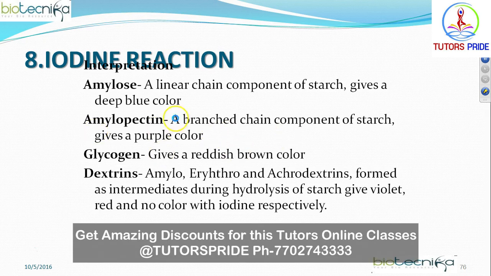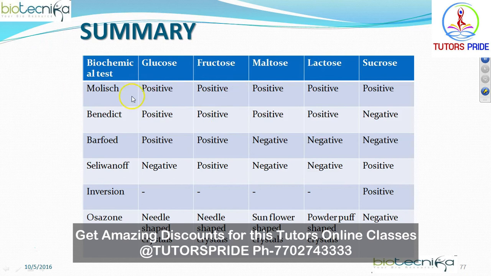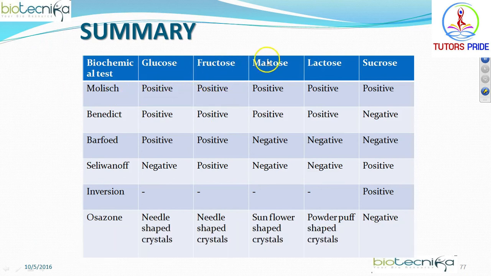Okay. Now summary, as I told you, Molisch test. For glucose it is positive, fructose it is positive, maltose, all the sugars it is positive in Molisch test. Benedict's reagent, Benedict's test: for sucrose it is coming negative, for others it is positive. So this is a confirmation test. If you take sucrose solution, Benedict's test will show a negative result. Then you can say the presence of sucrose is there.